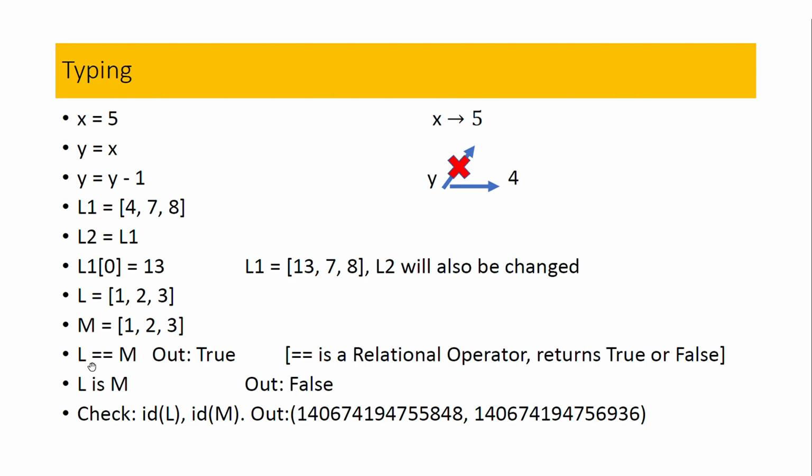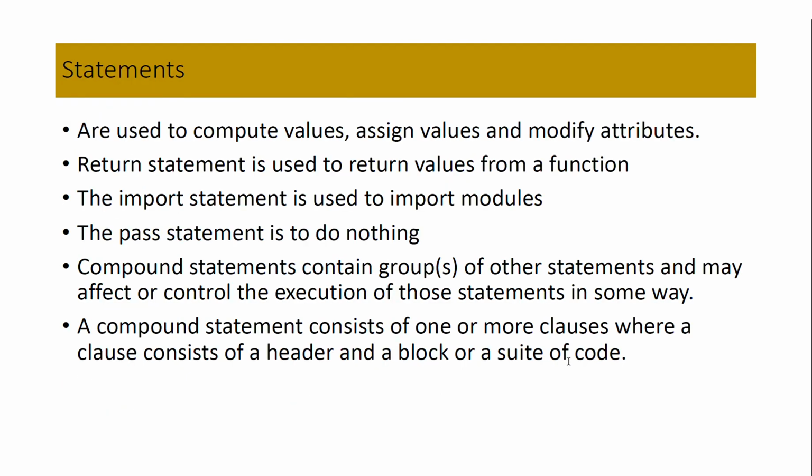But if you put L double equals M, the output can be true. So we can check the ID of L and the ID of M. The output could be a string of numbers, like strings of numbers. So this is typing.